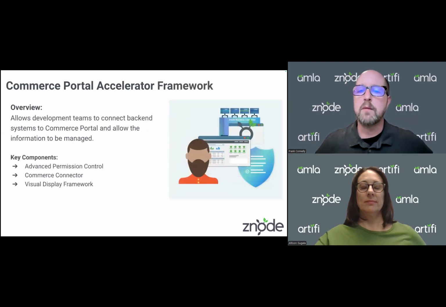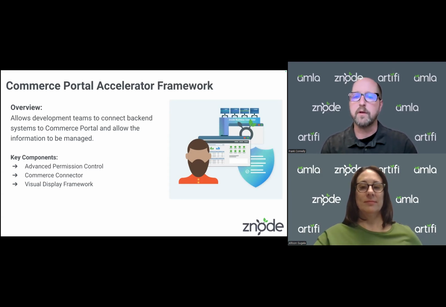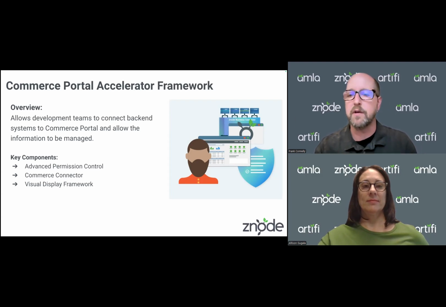So Commerce Portal includes a powerful accelerator framework, is what we're calling it, and this is really the framework that we use to build everything. We have an additional permission system that we've created, adding additional permissions as new systems are connected. So if you want to connect your ERP or some other third-party system, you can add those additional access controls, right? Znode Commerce Connector enables connecting internal and external systems through just base Znode functionality.